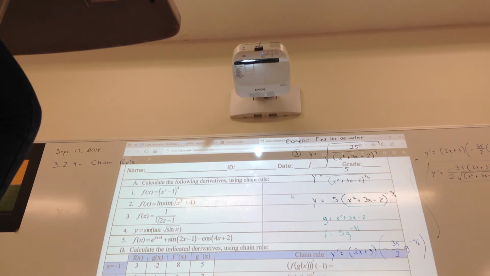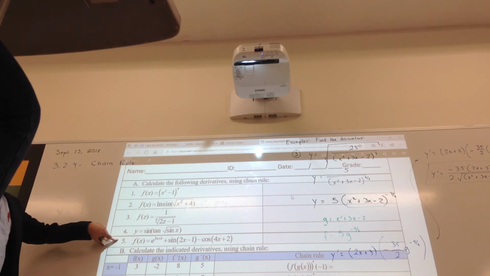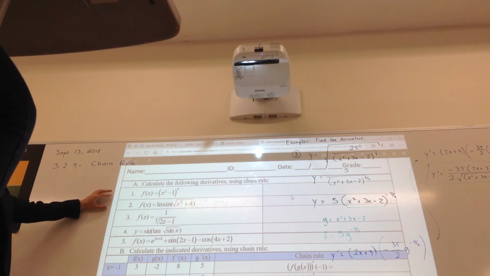Fine, ready? Okay. In the first part you have a function to find the derivatives in the chain rule. Which one seems difficult to you? Don't tell me all of them. Number 5. Very difficult. We'll do 5. But let's try to at least check the other ones to see the components.